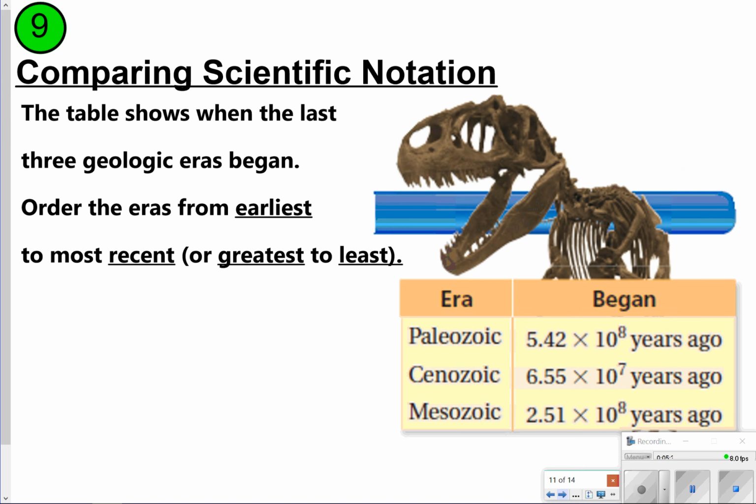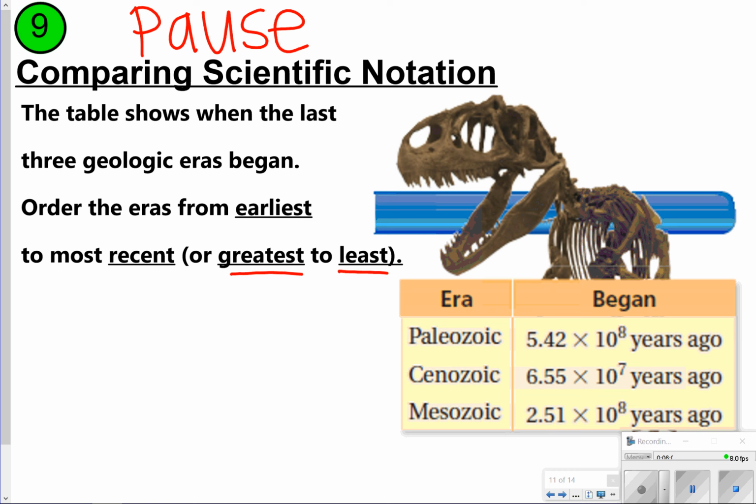The next one is comparing scientific notation. It says the table shows when the last 3 geologic eras began. Order the eras from earliest to most recent, or from greatest to least. So earliest would be the longest time ago, so the bigger the number, and then more recent would be the smaller number. Let's go ahead and take time now to pause the video and try number 9, and then once you're done, click play.